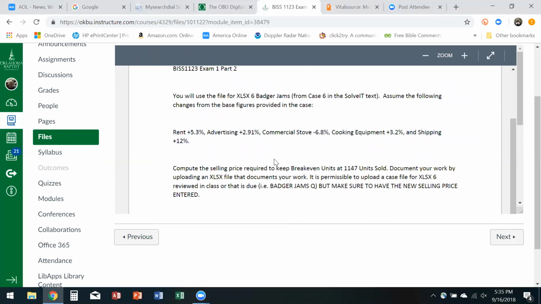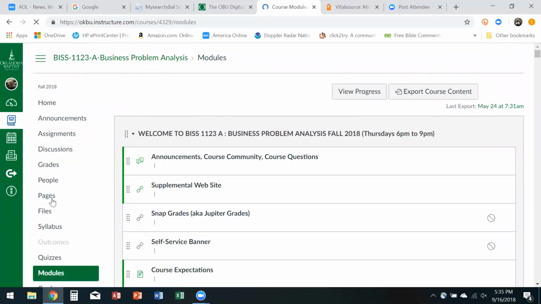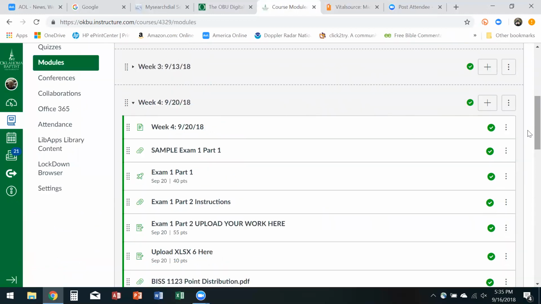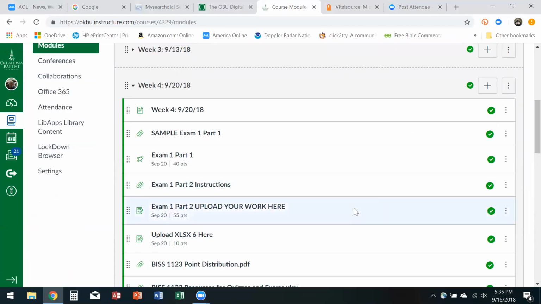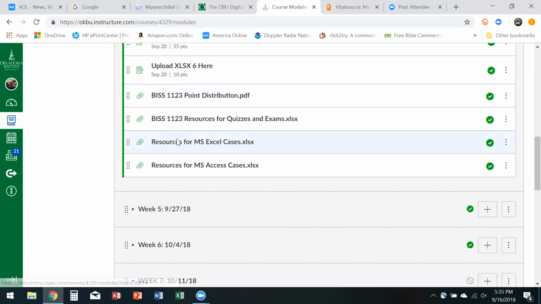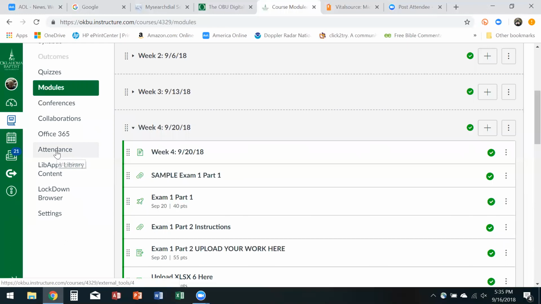Now, just to help you out a little bit, I'm going to go over here to the modules now. And I ask you to upload XLS6 over here. So let's go, and before I do that, I've got some resources for these cases, and where to find them. But let's look up here, and I'll just go through this.